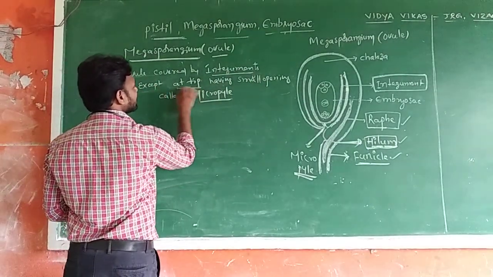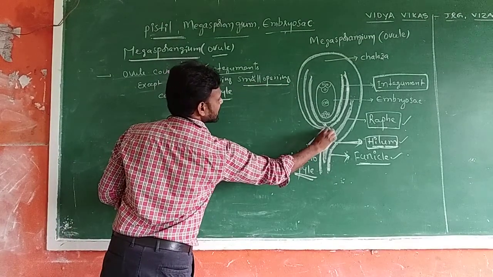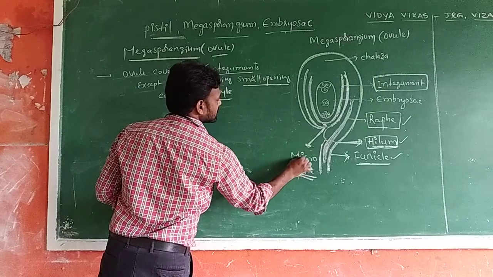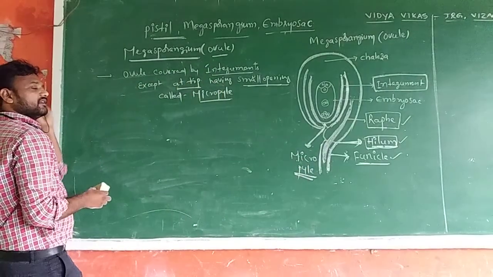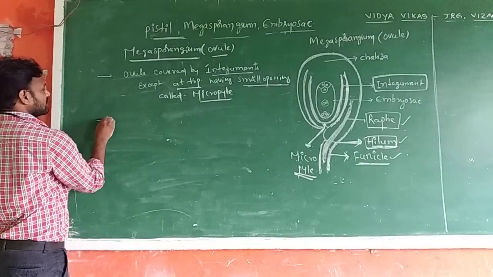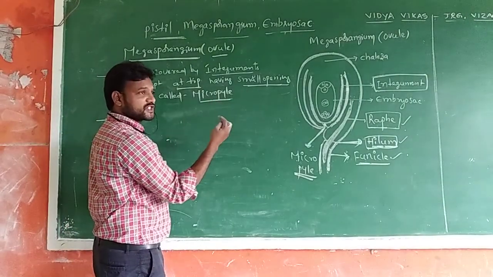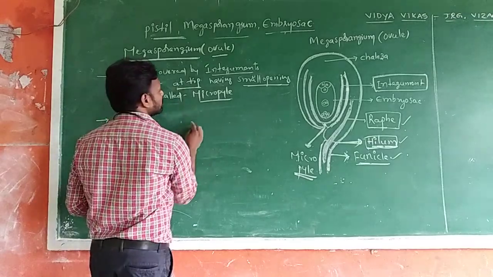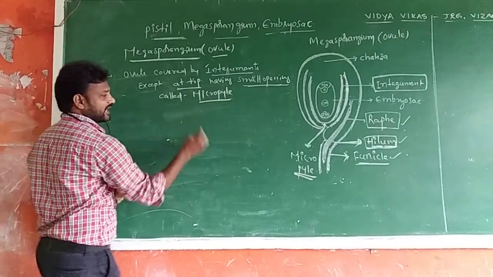Ekkada sir, at the tip having which one sir? Small opening is there sir. This is the small opening region. This is called micropyle. And other one sir, after fertilization the micropyle develops into the seed pore. This will be discussed in the next classes. So this is about micropyle.